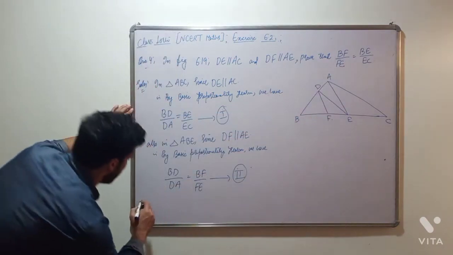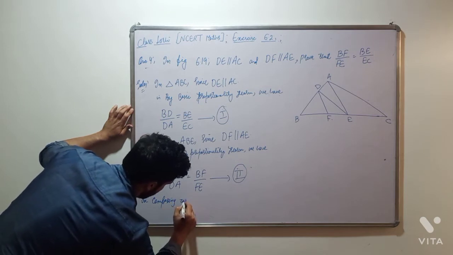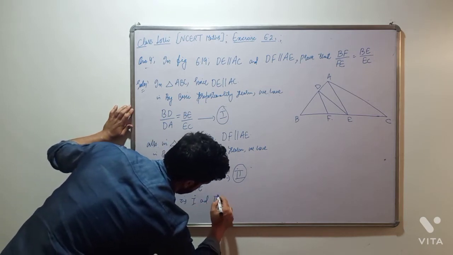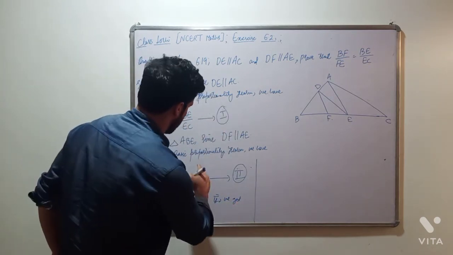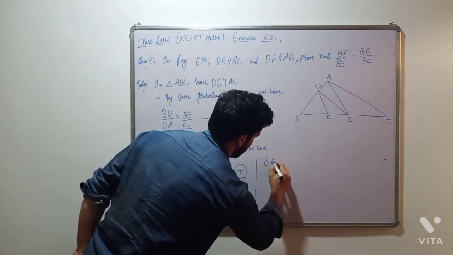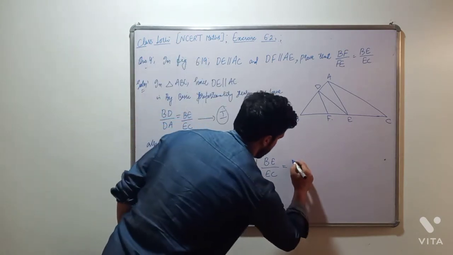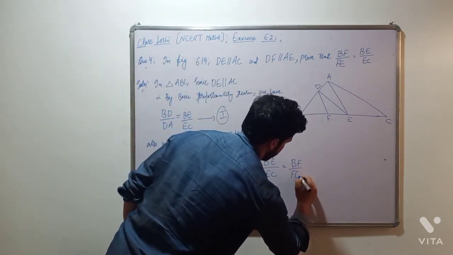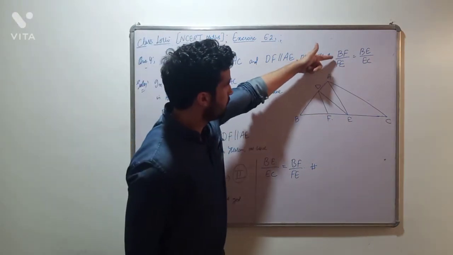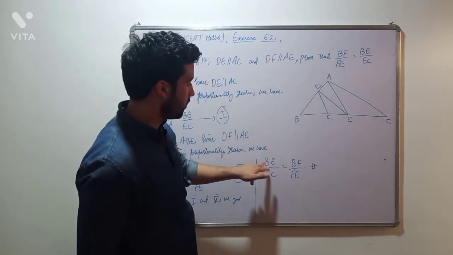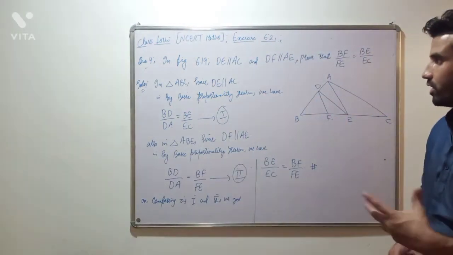तो हम लिख सकते हैं on comparing equations first and second, we get simply BE divided by EC will be equal to BF divided by FE. So this was our required result and we have proved it. We have proved BF by FE is equal to BE divided by EC.